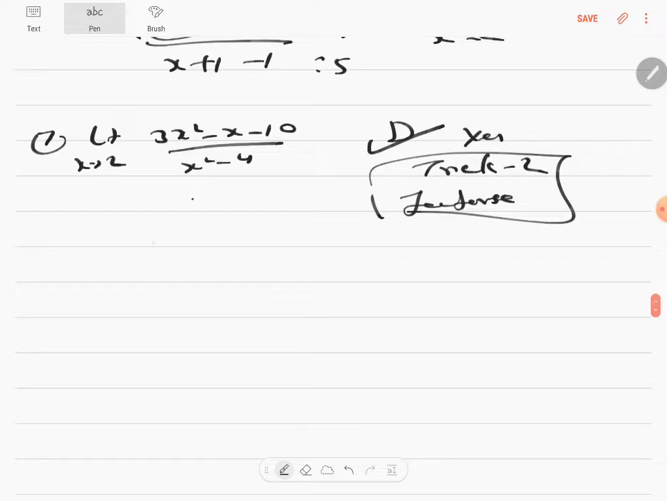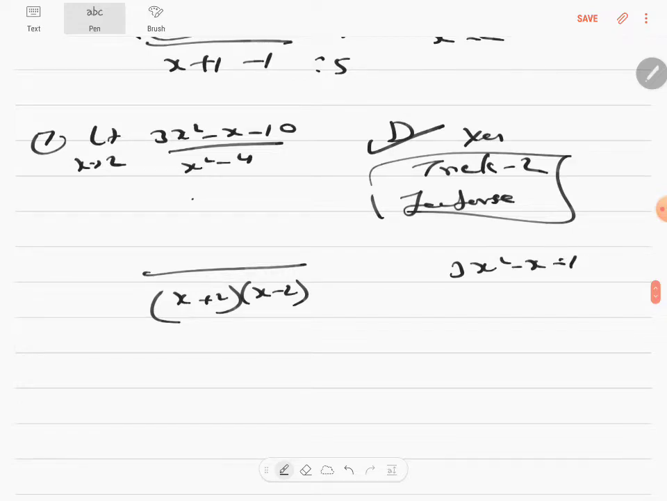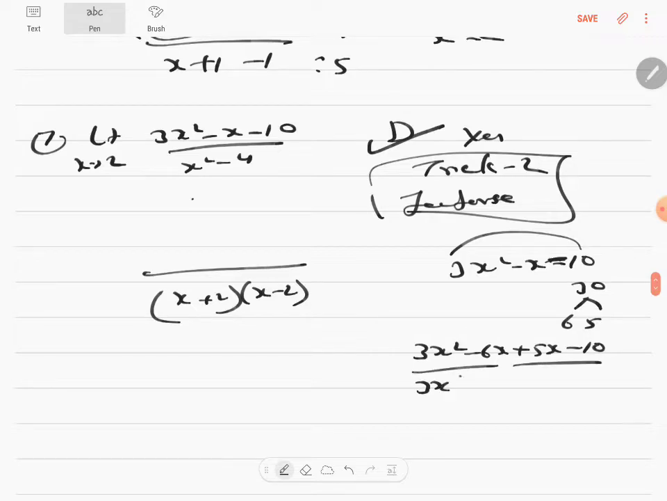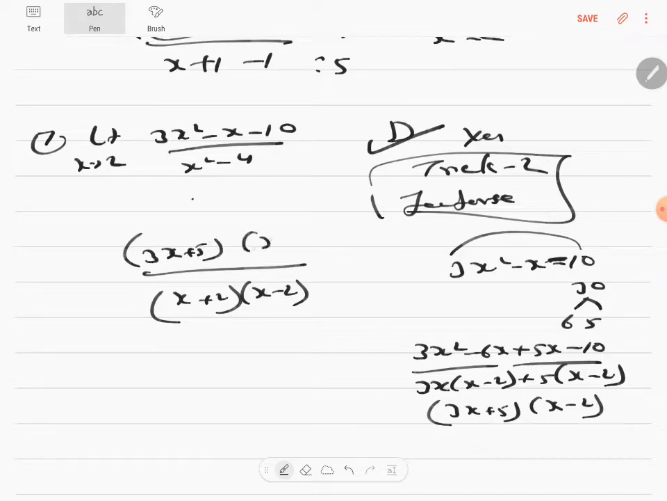Okay, how to factorize it? The denominator is x plus 2 into x minus 2. For 3x square minus x minus 10: 10 times 3 is 30, which gets split up as 6 times 5 is 30. So 3x square minus 6x plus 5x minus 10. So 3x into x minus 2 plus 5 into x minus 2, that is 3x plus 5 into x minus 2. So then you can write it as 3x plus 5 into x minus 2. So x minus 2 gets cancelled.